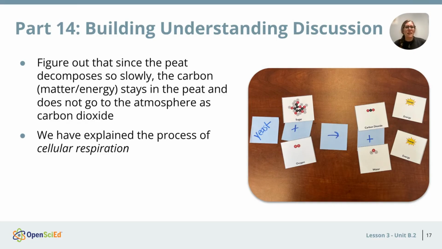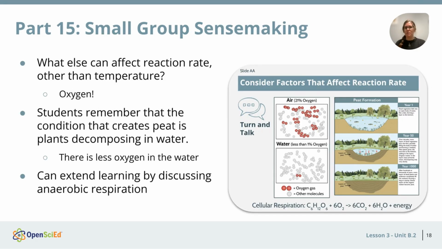Part 14 is the building understanding discussion. So now that we've carried out the investigation about decomposition, how does that connect to cellular respiration? Students are going to figure out that since the peat decomposes so slowly, the carbon, the matter, and the energy stays in the peat and does not go into the atmosphere as carbon dioxide. So now instead of simply talking about sugar, we can say, all right, what's in sugar? There's carbon in sugar. And that this carbon molecule gets broken down into these other parts. And that we have explained through this the process of cellular respiration.